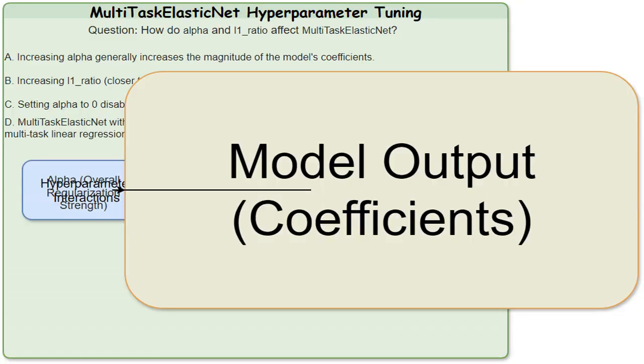These are the learned parameters that the model uses to make predictions. They're influenced directly by alpha and the L1 ratio. Larger alpha means smaller coefficients overall, while the L1 ratio controls the balance between forcing some coefficients to 0 and simply shrinking them. These coefficients show how much each feature influences the predictions.